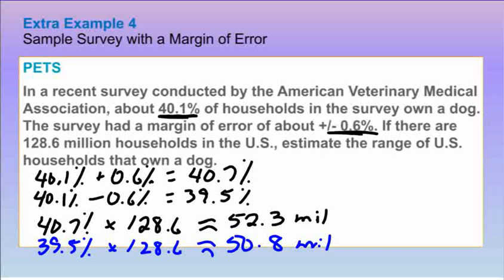So that is our lesson today on solving proportions.